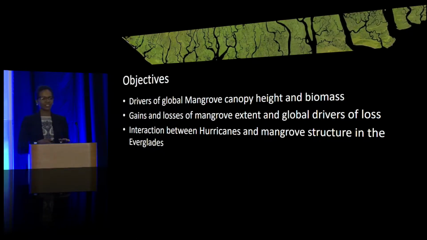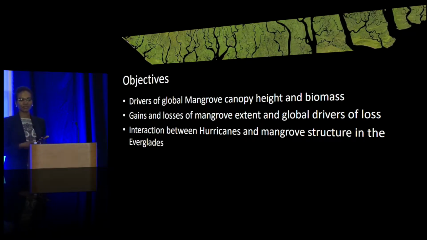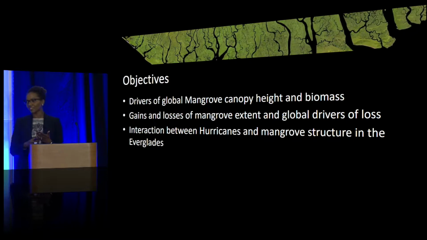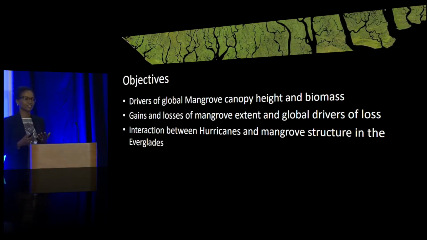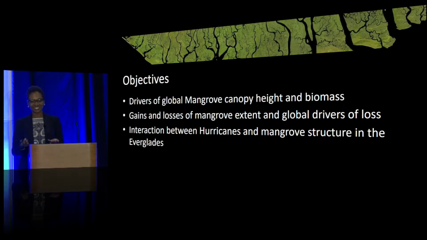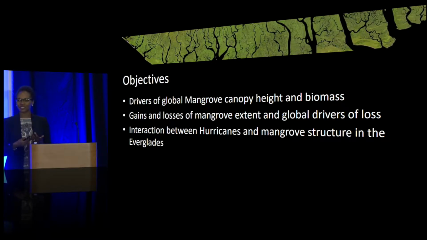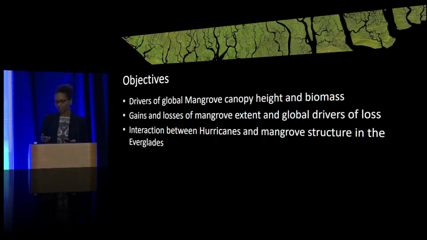So, the objectives of my work and also of my talk today are threefold. First, I'll be talking about drivers of global mangrove canopy height and biomass. And I'll also go a little bit into the drivers of losses of mangrove extent and also where the gains and losses are globally. And then finally, I'll focus in a little bit more locally, since this is a conference that is focused on the Florida Everglades. I'll talk a little bit more on our work on looking at the interaction of hurricanes and forest structure in the Everglades as a result of Hurricane Irma in 2017.